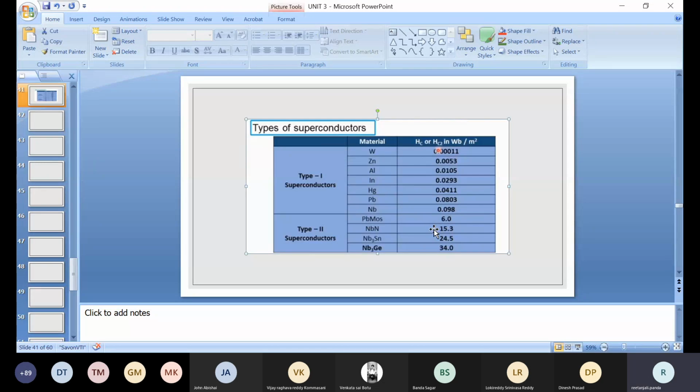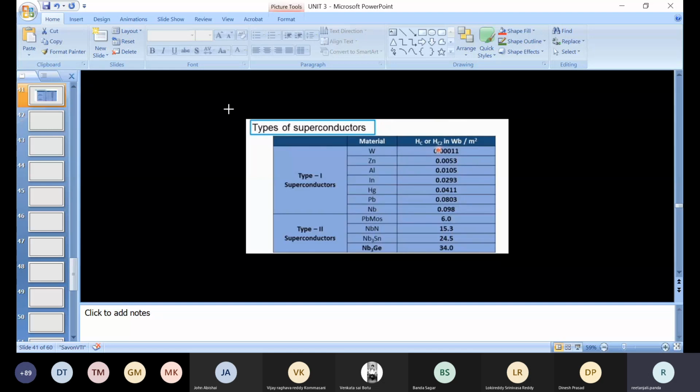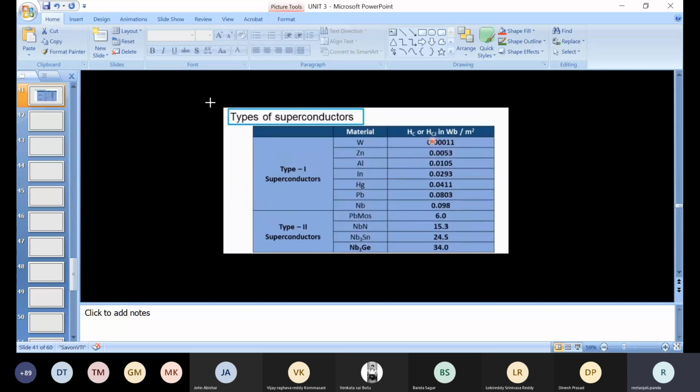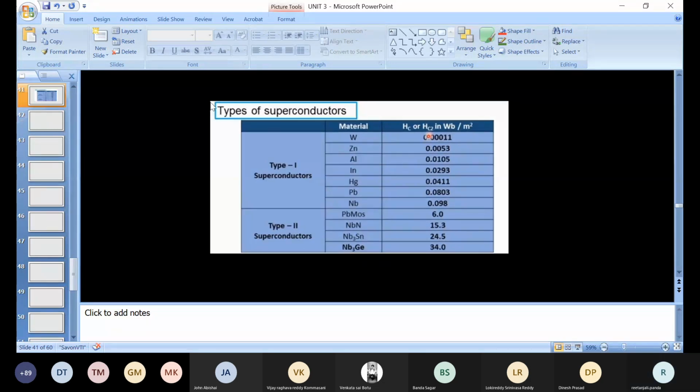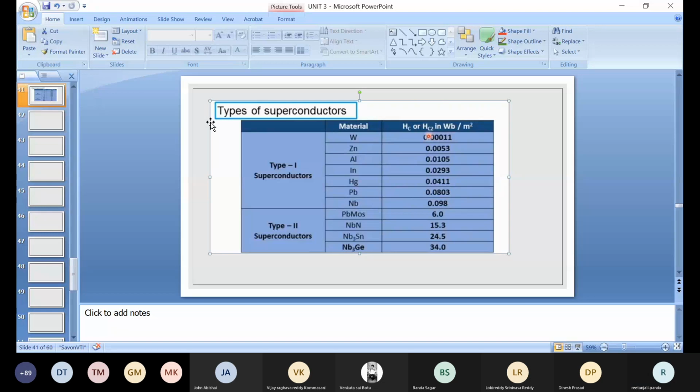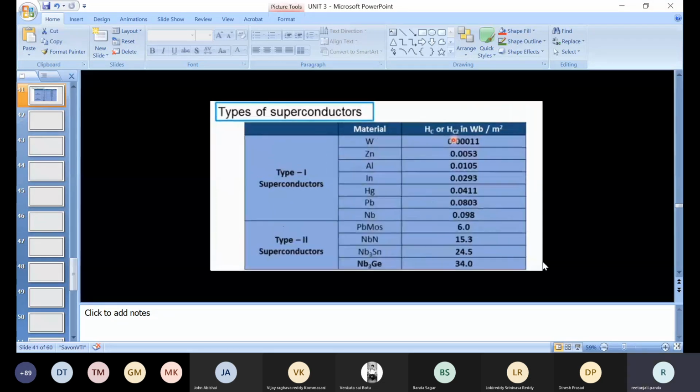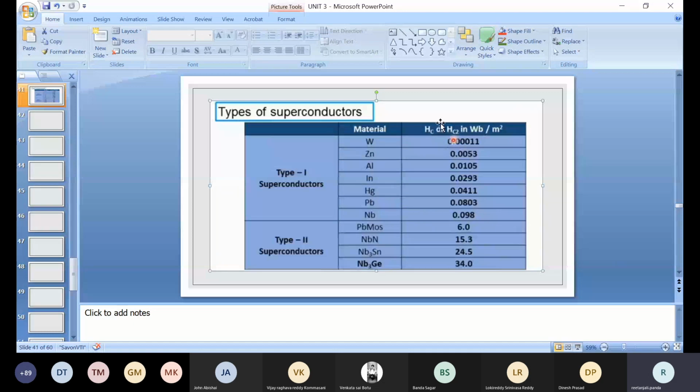Okay. Now you see the examples of type 1 and type 2 superconductors with their critical magnetic field values. This is where your type 1 superconductor is. Under type 1 superconductor, the examples are tungsten, zinc, aluminium. Okay. This is iron.